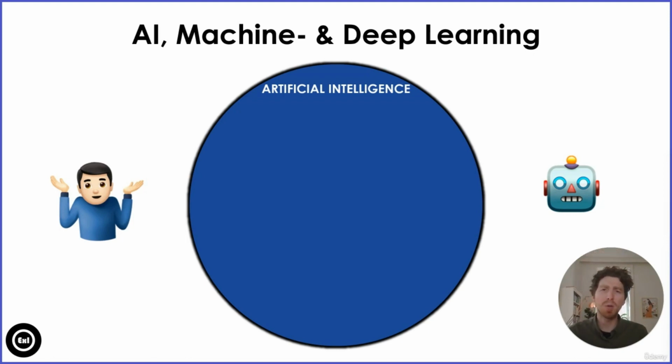We can distinguish between narrow AI and general AI. Narrow AI are applications which are specifically designed to do a certain task like Alexa, you know, the home assistant. This is specifically designed to react to your speech when you tell it to play certain music.